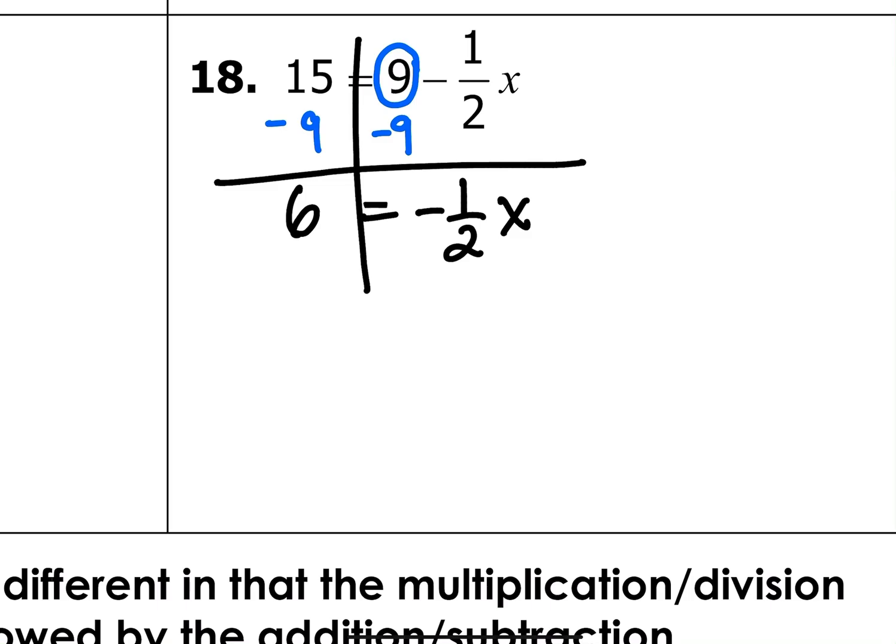Now, even though my negative 1/2 is in front of the x here, I still know that I'm going to multiply each side by the reciprocal. Even though they're spread apart a little bit, that's okay, because with multiplication, we can rearrange anything. So I know that these will still cancel.